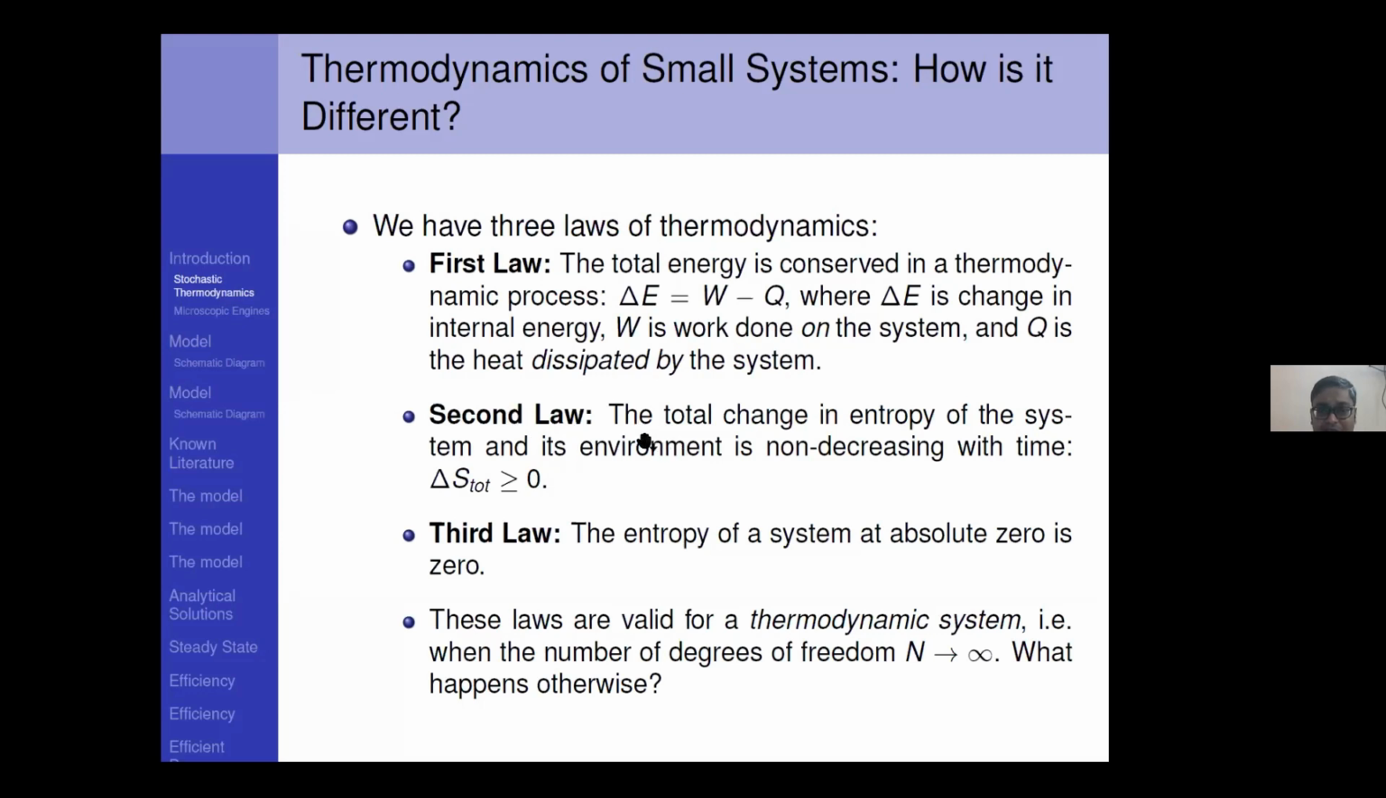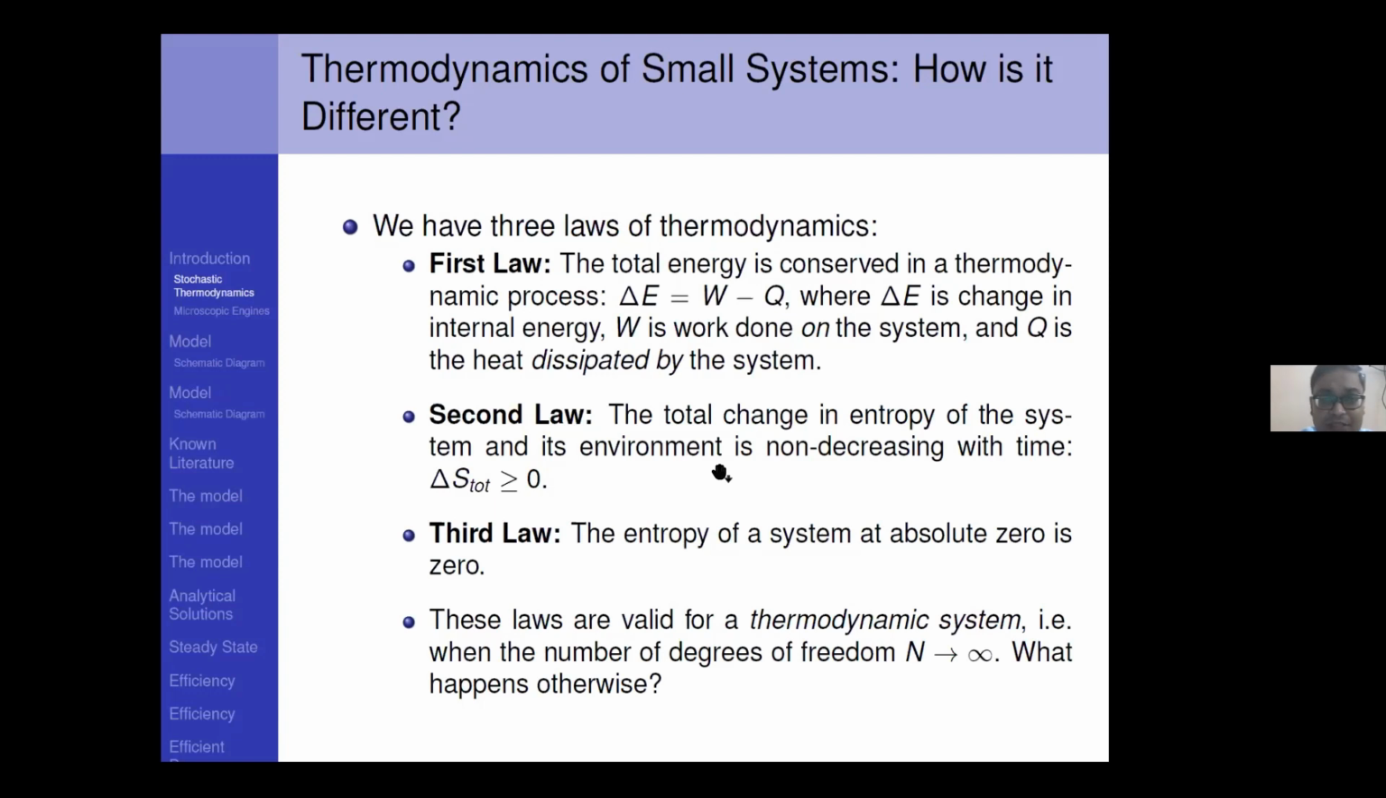Next is the second law, and one of the most popular statements is the statement of non-decreasing change in entropy. If I consider the system in contact with its environment, and consider the total entropy of the system and the environment, then the change in entropy is non-decreasing with time. It may become a constant at equilibrium, or in general, it increases with time. And this is the most commonly used statement of the third law, which says entropy of a system reduces to zero when the temperature reaches absolute zero.